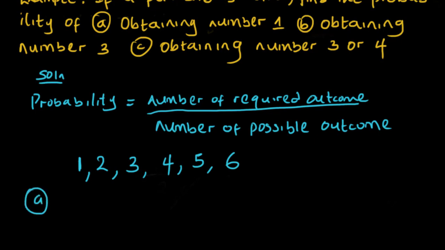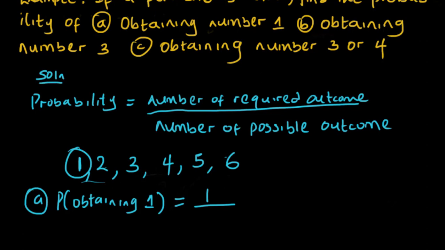Now we've got A. Find the probability of obtaining 1. So the probability of obtaining 1 equals, how many 1s do we have in these possibilities? We have just 1. So we'll put 1 all over the total number of possibilities: 1, 2, 3, 4, 5, 6.